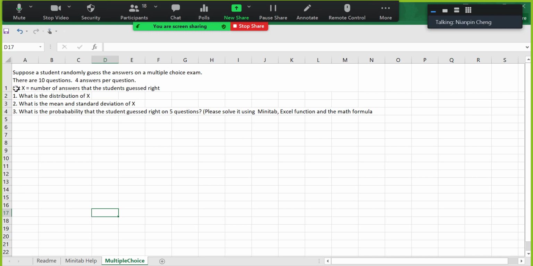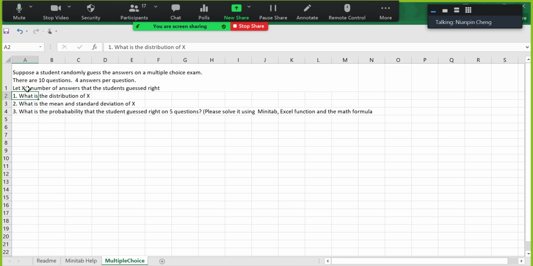We set the random variable x because you don't know how many could be correct. So after you've done 10 questions, x is the number of correct answers you guessed. Okay, so x is a random variable. It could be 0, could be 1 out of 10 correct, or could be 10 out of 10 correct. So what's the distribution of x? You need to answer this one.